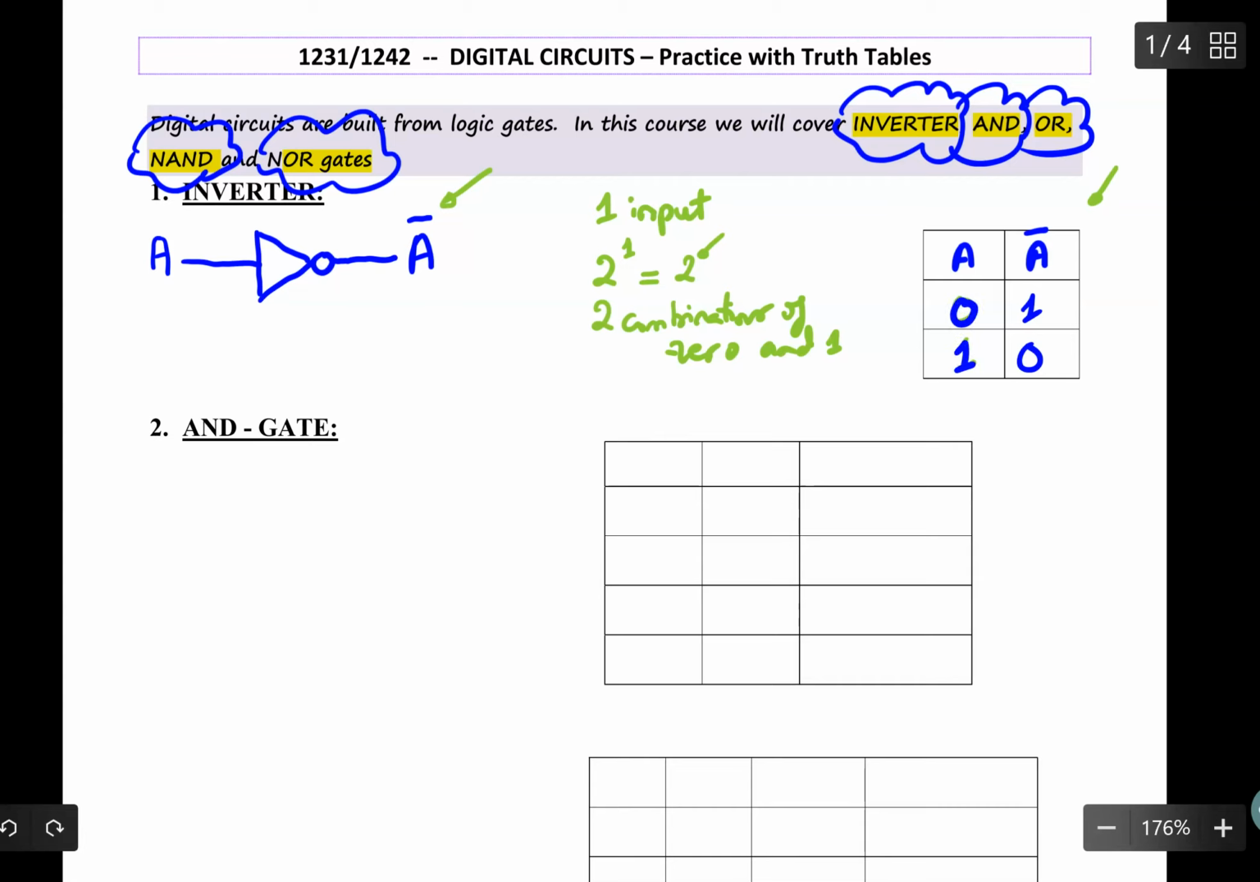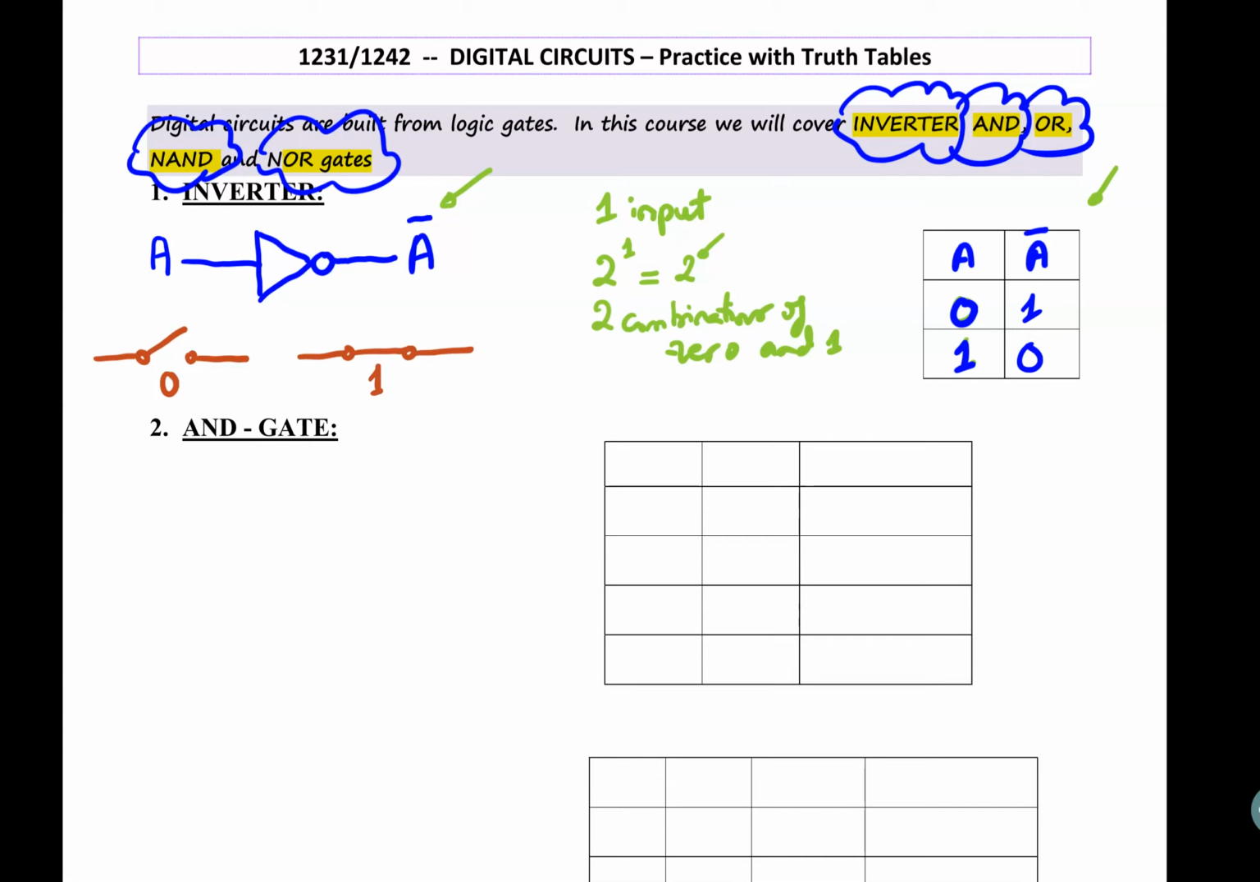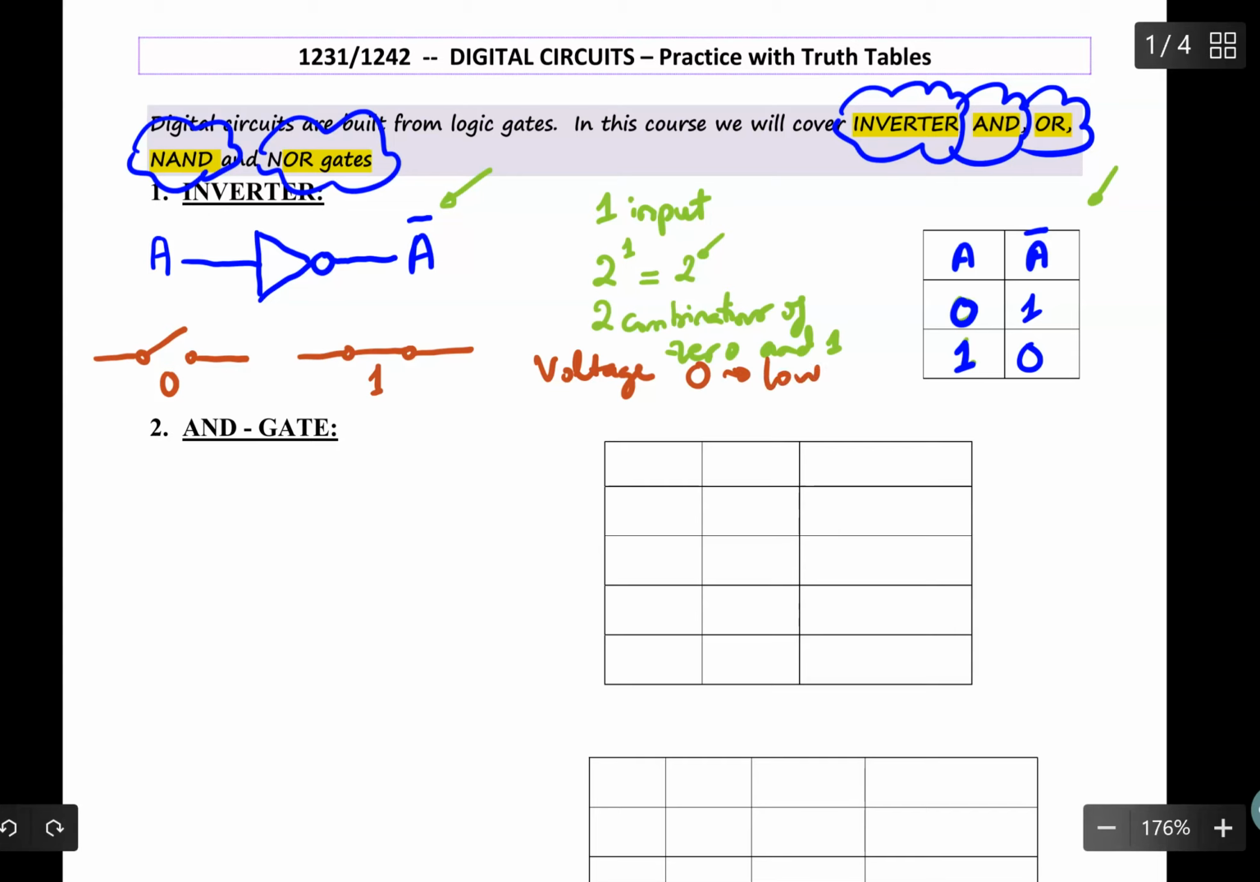So let's visualize this inverter in terms of a switch. If I open the switch, this is represented as 0. If I close the switch, this is represented as 1. If I'm talking about voltage, measured in volts, then if I have 0, it's represented as low. If I have a 1, it's represented as high.